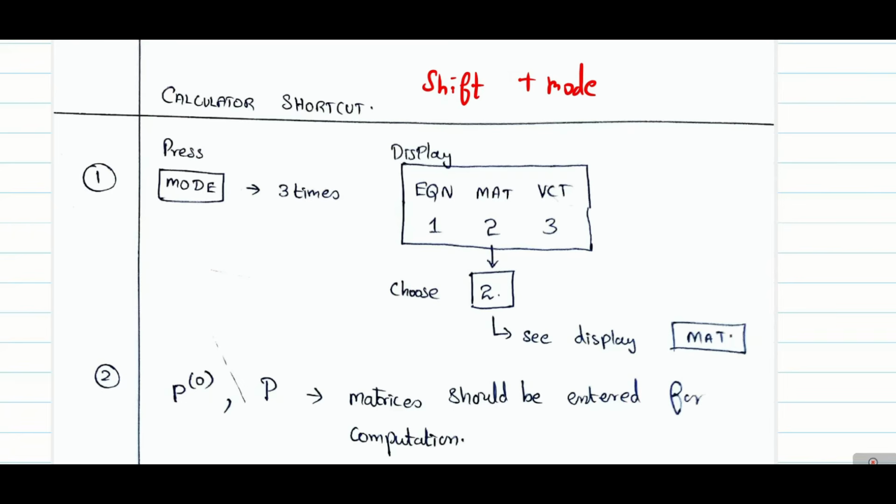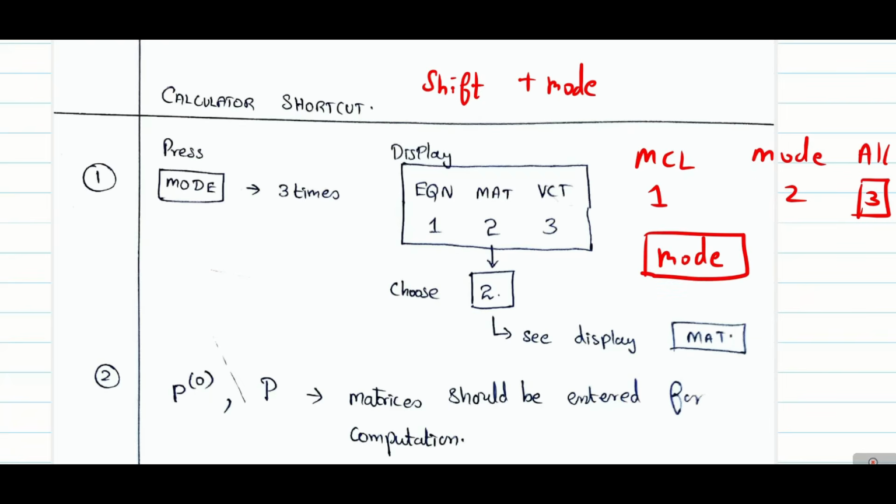When you press shift mode, it will ask MCL mode all. So choose all and clear all your memories and make it fresh. Then press mode again, and again and again. You will be fixing the decimal. You can see the option like fix, SCI, norm.